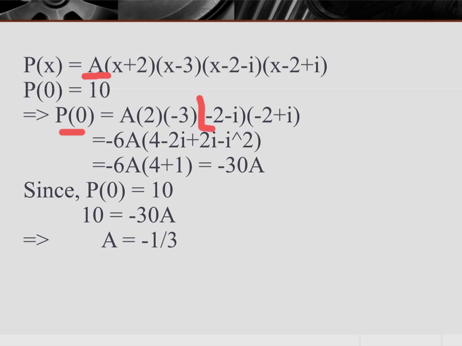Now from here, we can look at these last two factors and multiply them out. So, we get -6a times (4 minus 2i plus 2i minus i squared). Then -6a times (4 plus 1) equals -6a times 5, which equals -30a. But we also know that p of 0 equals 10. So 10 must equal -30a. So solving for a, we get a equals -1/3.